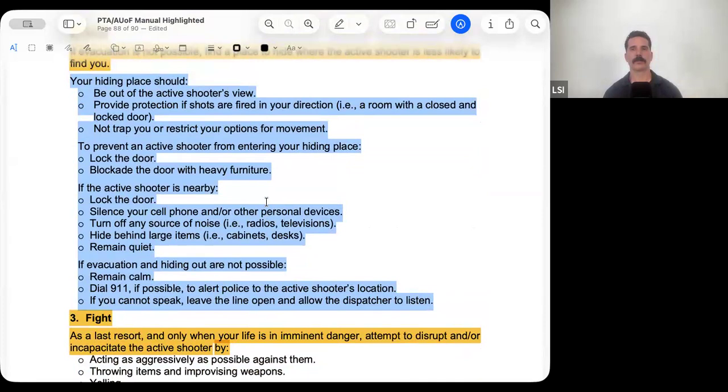If the active shooter is nearby: lock the door, silence your cell phone and or other personal devices, turn off any source of noise, i.e. radios, televisions, hide behind large items, i.e. cabinets, desks, remain quiet. If evacuation and hiding out are not possible: remain calm, dial 911 if possible to alert police to the active shooter's location. If you cannot speak, leave the line open and allow the dispatcher to listen.